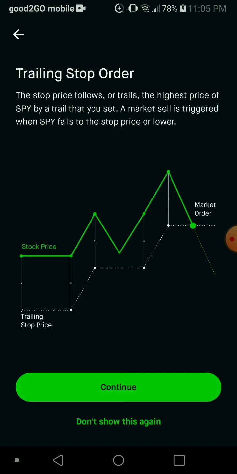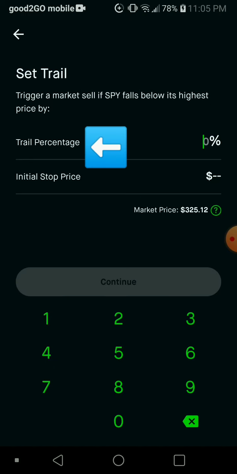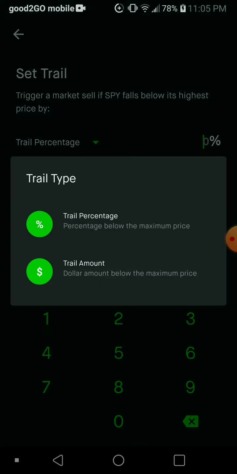I hope that's clear. So we're going to click continue. And then you're going to say, hey, do you want to make it a trailing percentage or a trail amount in dollars?